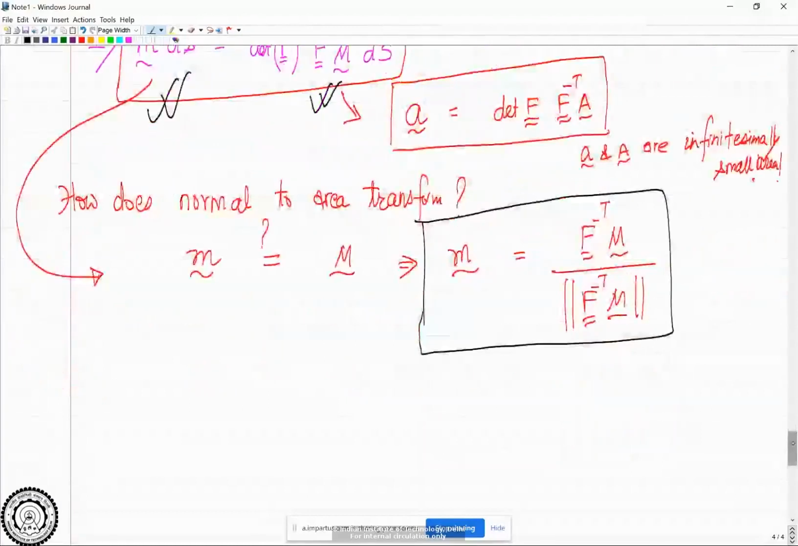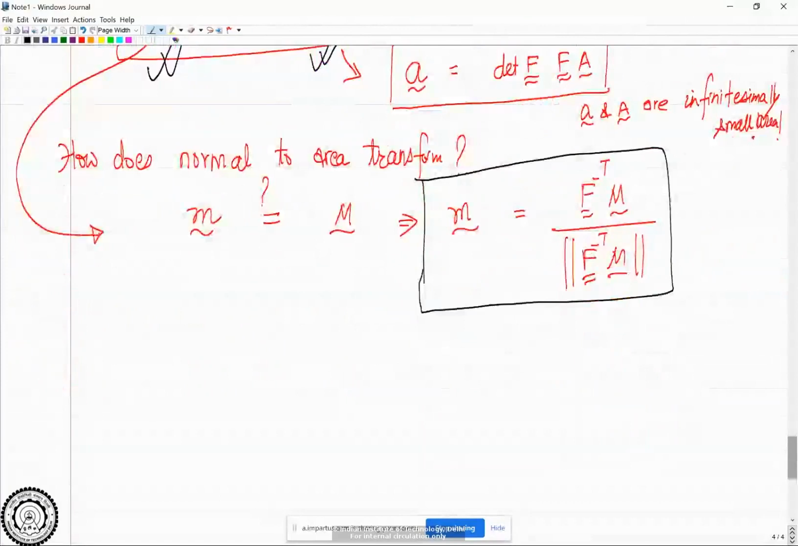Okay, can you see that we had learned in the beginning that any line element transforms in the following way: delta little x is equal to big F into delta capital X. Transformation of line element.